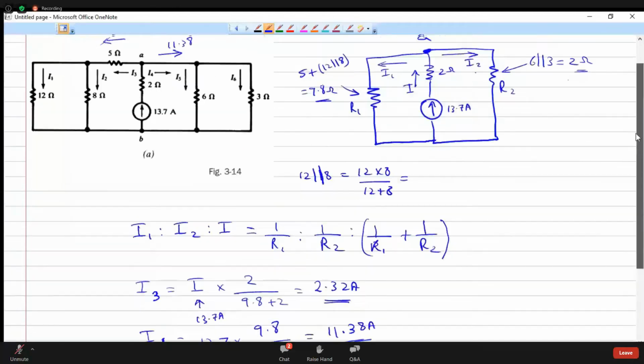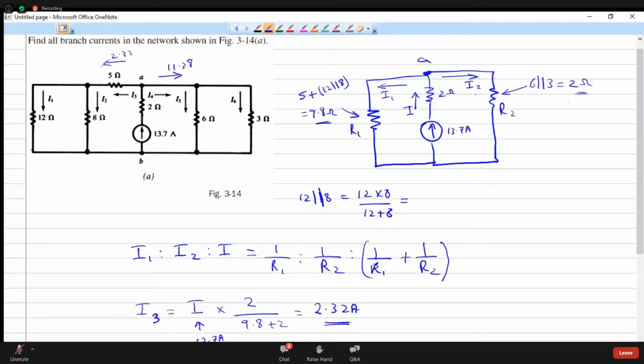So again, use the current divider rule here to find I1. The incoming current is 2.32 into the opposite branch impedance. This is I1, and the opposite branch is this one, so the impedance here is 8 ohm divided by 12 plus 8. So that will come to 0.93.